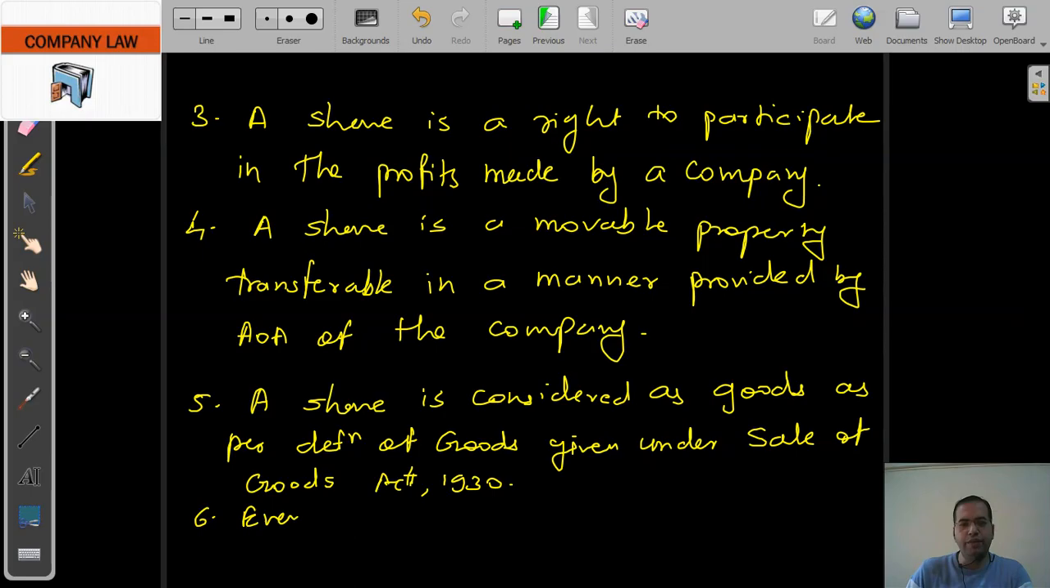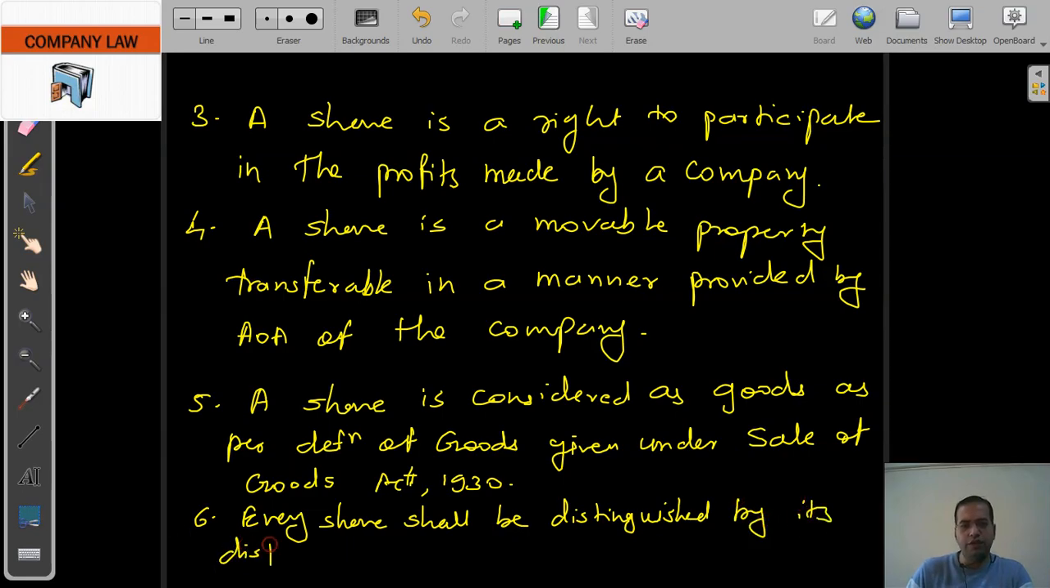Every share shall be distinguished by its distinctive number.